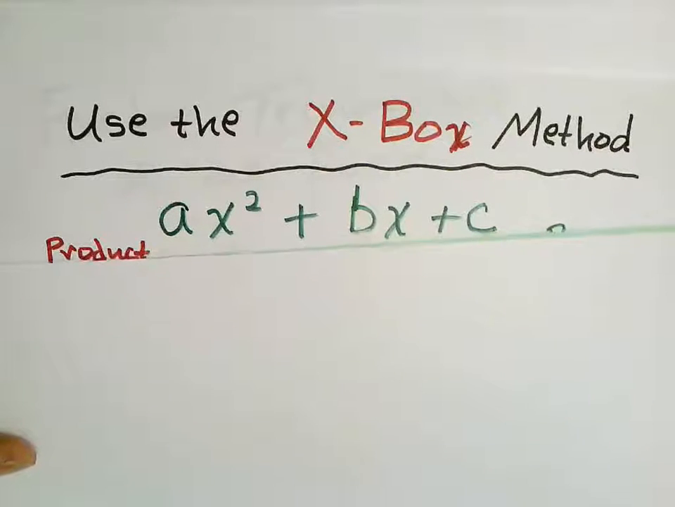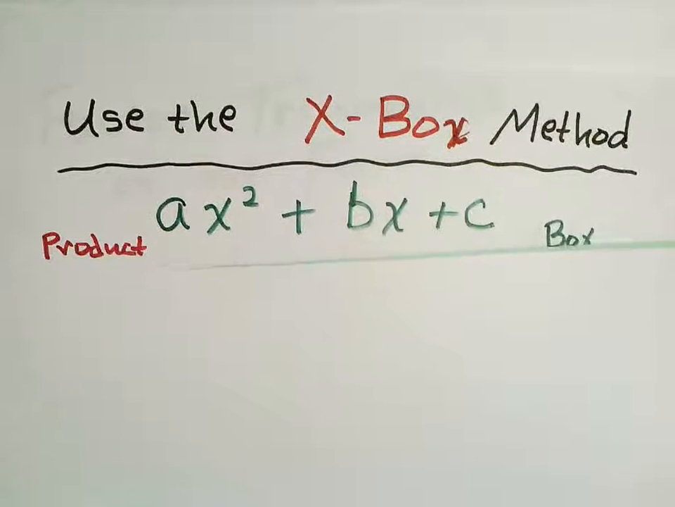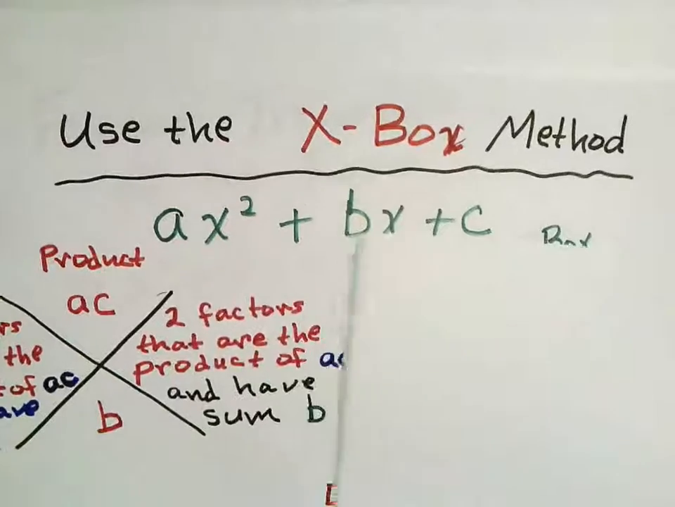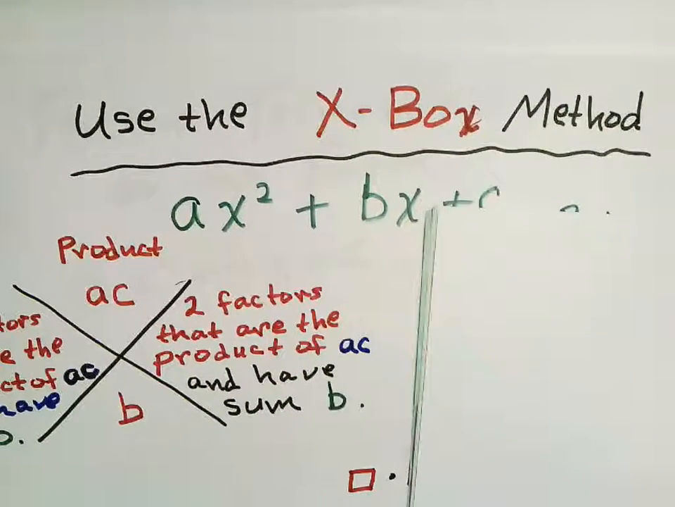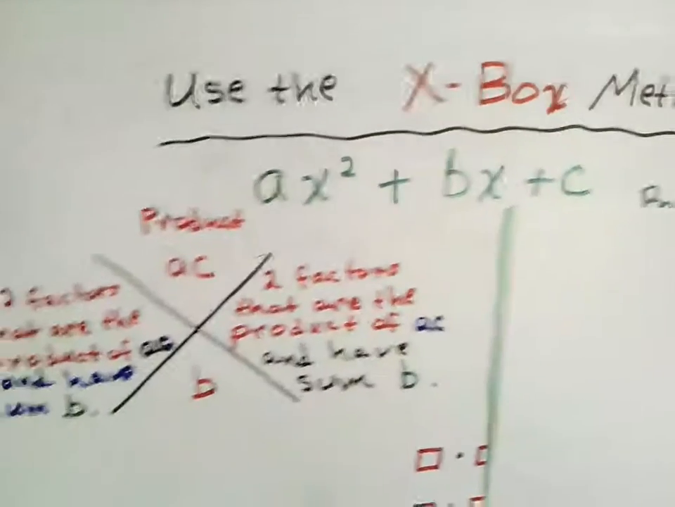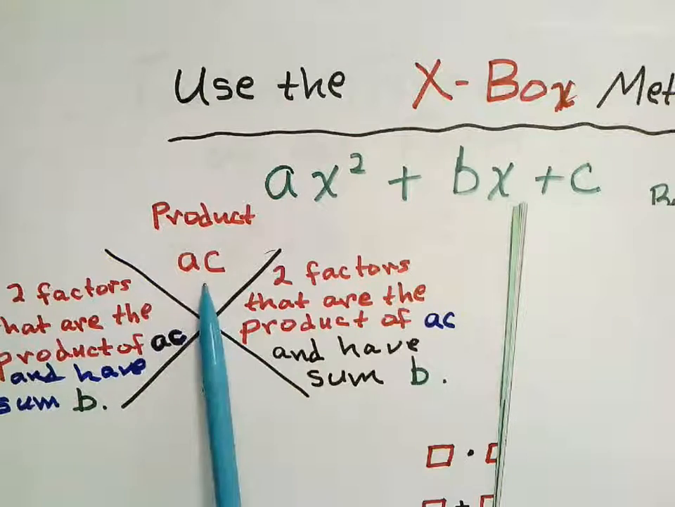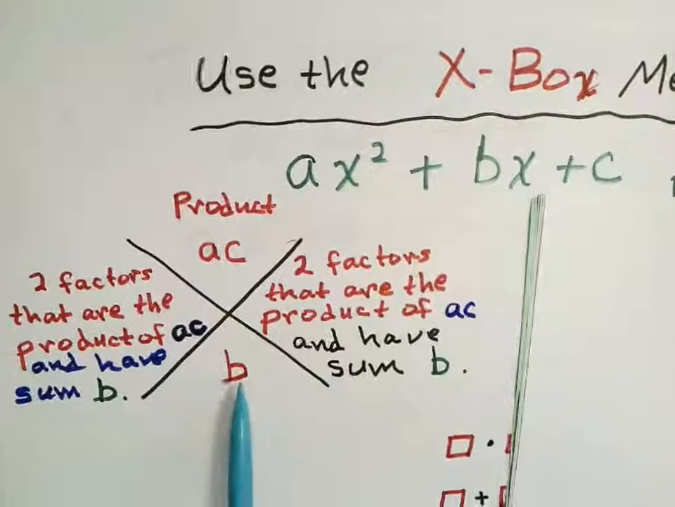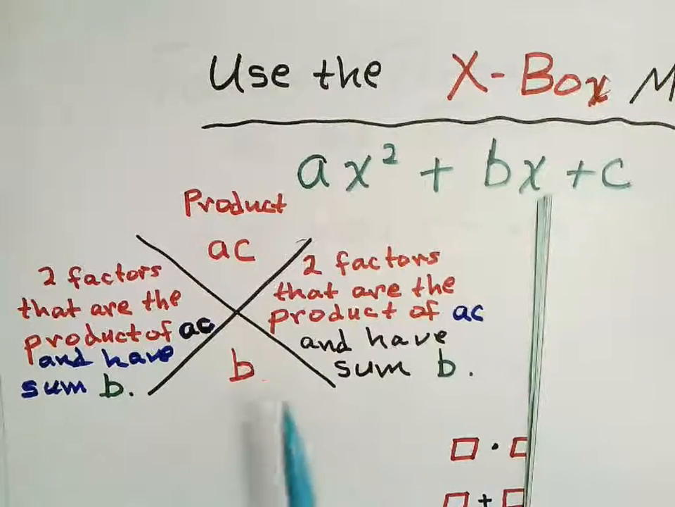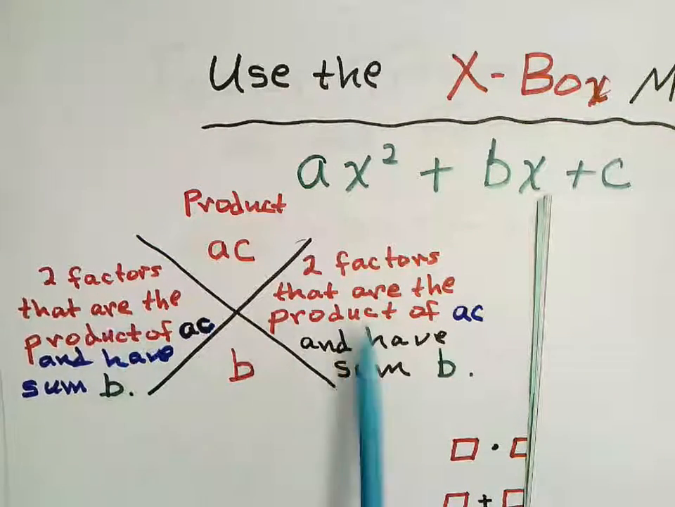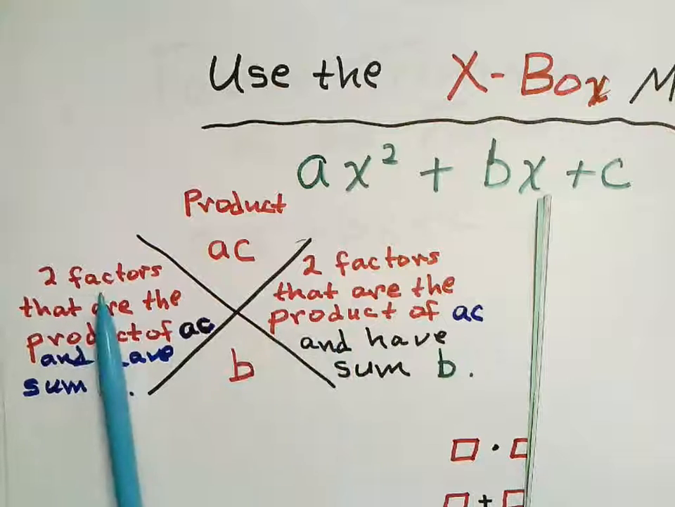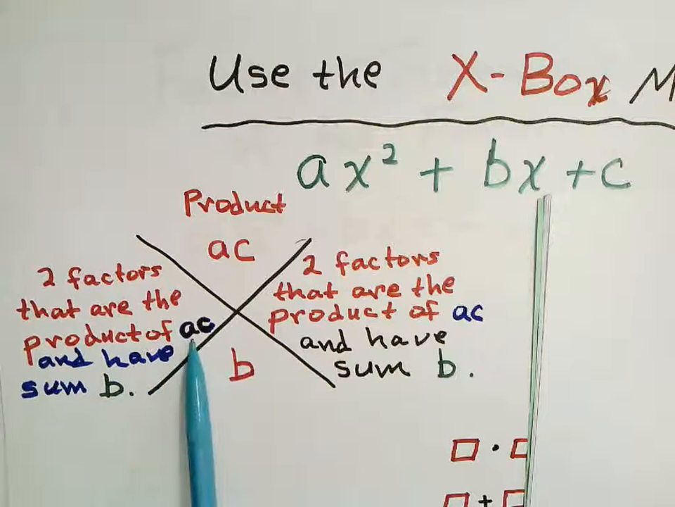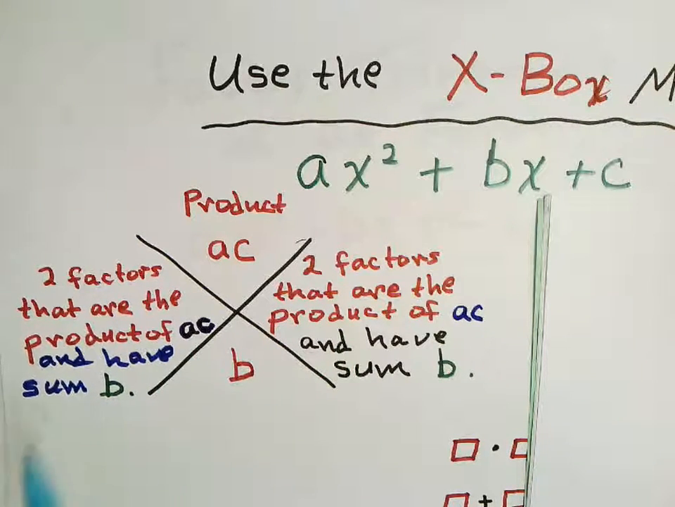We're going to have an ax squared plus bx plus c. We're going to first of all have an x. And in this part of the x, we're going to put the product a times c. And this part of the x, we're going to put the b. Here, to the left and to the right, we're going to have two factors of AC that add up to give us the B. So we have two factors that are the product of A times C but add up to give us the B.